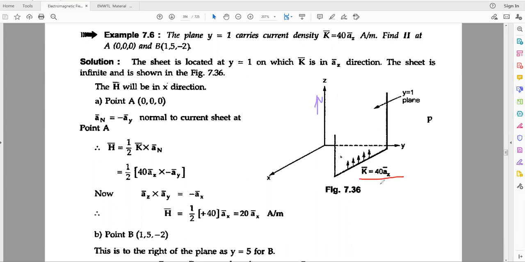Got it, my students? This K bar is equal to 40 into AZ bar. The sheet is located at y is equal to 1, on which K bar is in the AZ bar direction. The sheet is infinite, as shown in the figure. H bar will be in the x direction at point 0, 0, 0. Okay. The direction of the K bar is in z and the H bar is in the x direction. A plane is in the y direction, at the y is equal to 1 plane. So A n bar is equal to minus A y bar with respect to the point A.